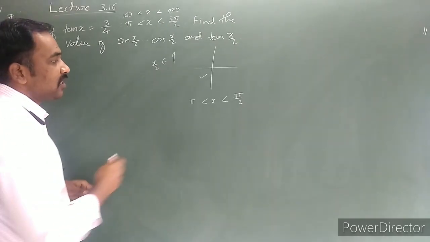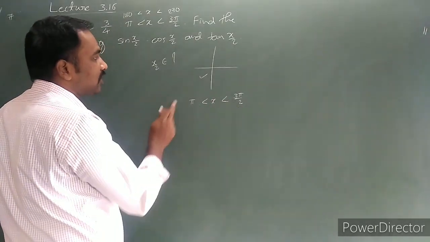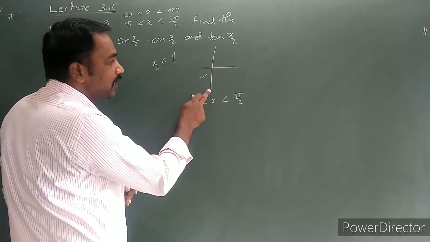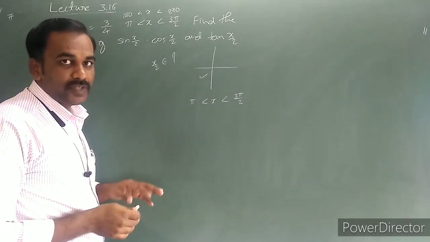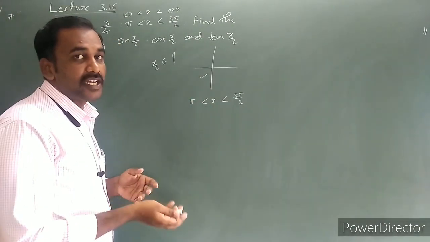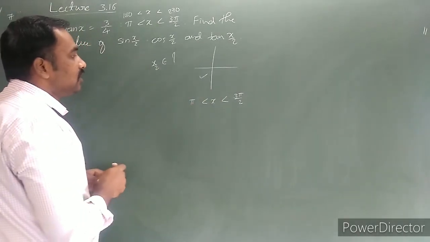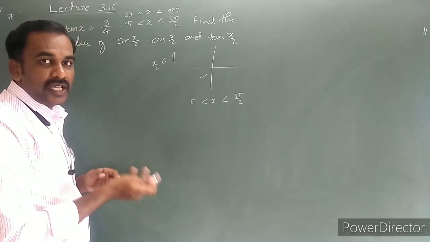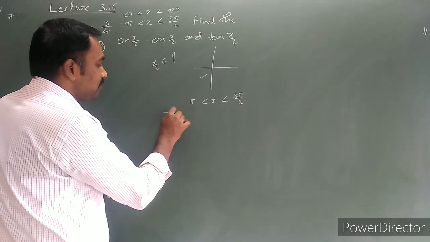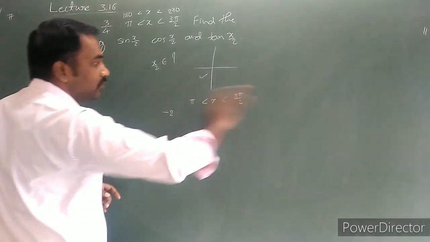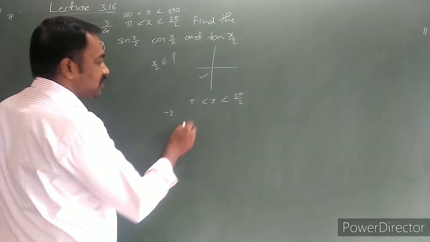Let's try. Already they have given a condition for x. x belongs to which quadrant? Third quadrant. Third quadrant is nothing but pi to 3 pi by 2, or 180 to 270. In between, whatever the value, it might be 185 or 181 or 269, we don't know. Anyway, I need the x by 2 value. x by 2 angle belongs to which part? So this inequality, I just divide throughout by 2. The inequality remains as it is. There is no change in the inequality.